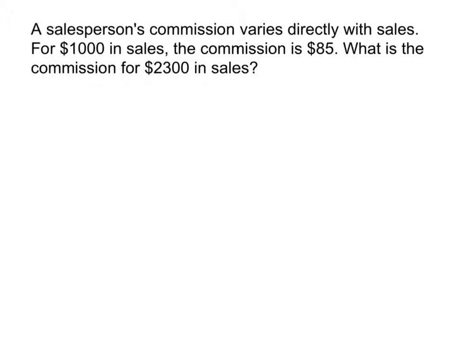A salesperson's commission varies directly with sales. For $1,000 in sales, the commission is $85. What is the commission for $2,300 in sales? So what we want to do is find our constant, and I'm going to rewrite our equation here. And remember, to find the constant, we have to divide our y, or our output, or our dependent variable, over our x, which is your independent variable.